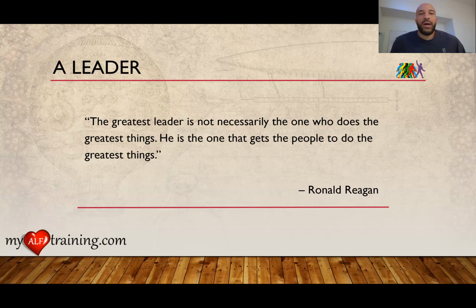Let's continue. Another quote by our own president of the United States, Mr. Ronald Reagan. Mr. Ronald Reagan actually had a great deal of involvement at UCLA, and one of their campuses is named after him in downtown UCLA. The hospital campus is named after him. So let's see what Mr. Ronald Reagan had to say about being a leader. He says, "The greatest leader is not necessarily the one who does the greatest things. He or she is the one that gets the people to do the greatest things."